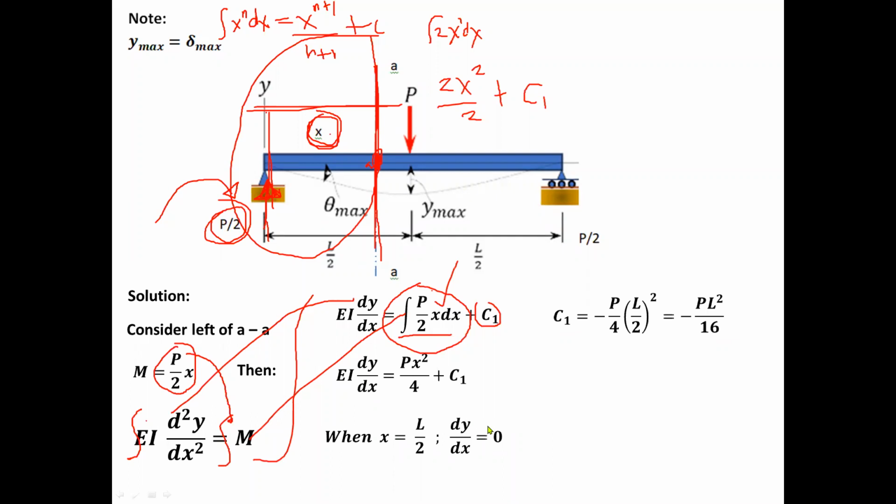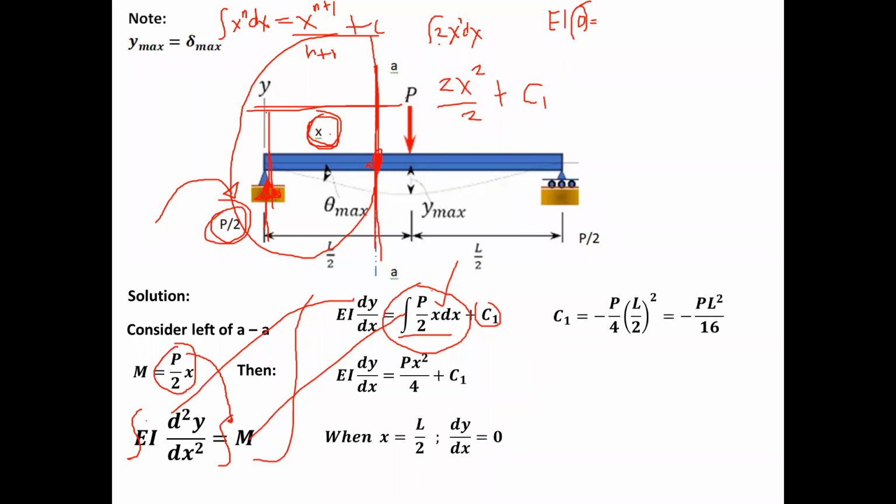But kung ang x daw is L over 2, it only shows na ganito yan, ano? Kung yun, sinet natin na 0, yung EY at yung dy over dx, so ganito yan. EI. Ano ba ang dy over dx? 0. Equal P over 4.